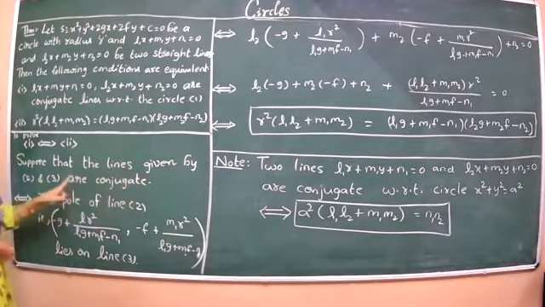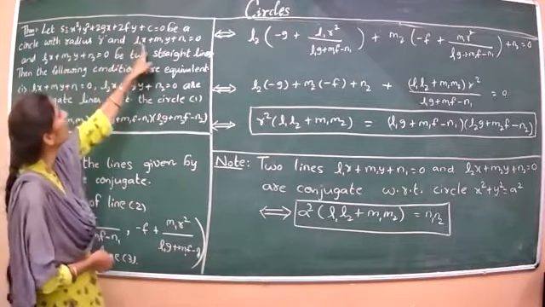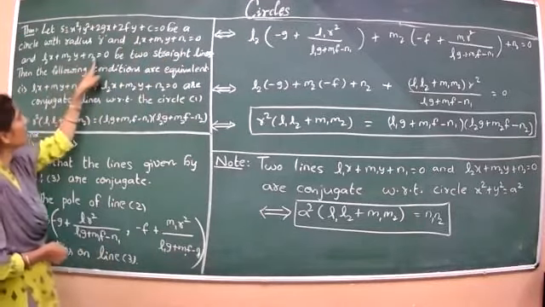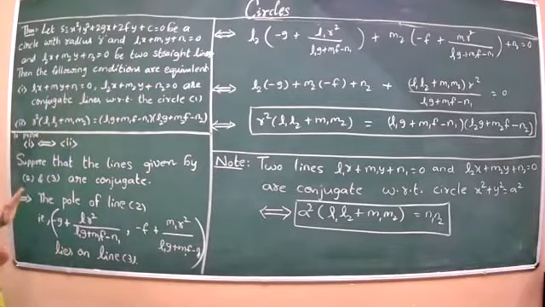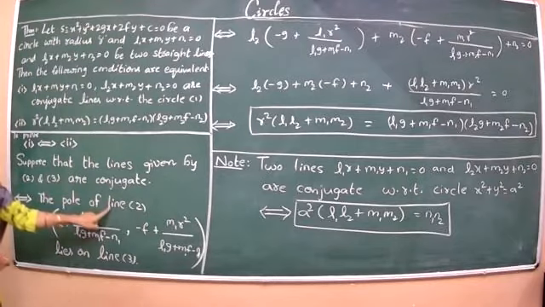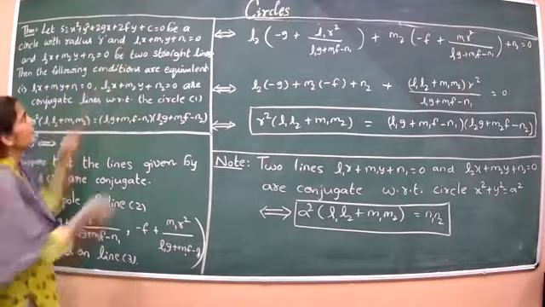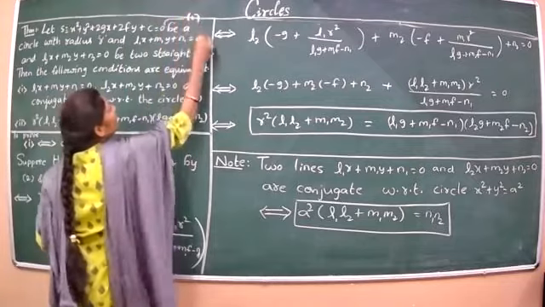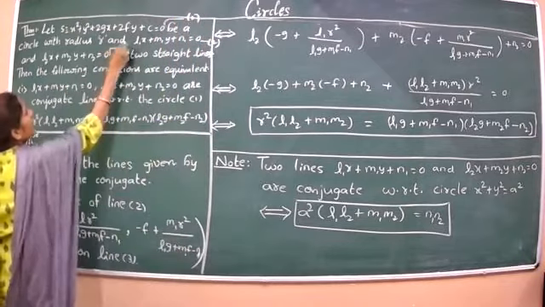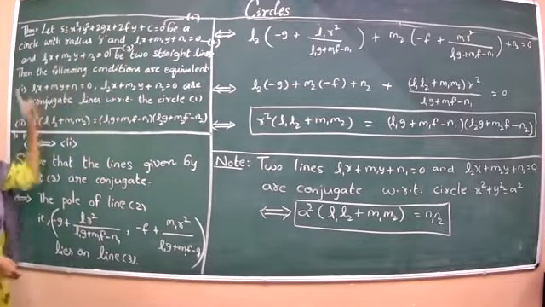Suppose that the lines given by 2 and 3 are conjugate: L1x + M1y + N1 = 0 and L2x + M2y + N2 = 0. These two lines are conjugate. Then what is the definition of conjugate lines? The pole of one line lies on the other line. Suppose I take this as equation 1, this as equation 2 and this as equation 3. Then the pole of line 2 lies on line 3.